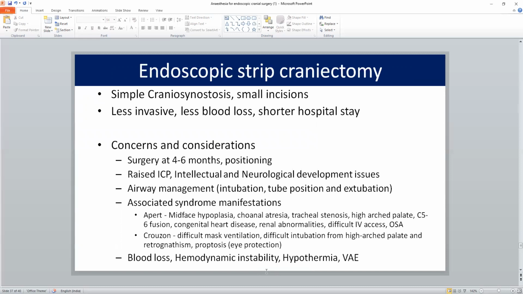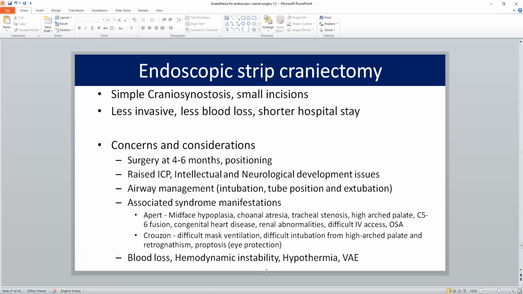Airway management can become a challenge at intubation, extubation, and retaining of the tube in position. Associated syndromes are important and should be considered, and complications and concerns associated with each of these should be noted. I have given 2 examples here, Apert and Pfeiffer, which are more commonly associated with craniosynostosis. Apert syndrome patients have midface hypoplasia, choanal atresia, tracheal stenosis, high arch palate, C5-C6 fusion, congenital heart disease, renal abnormalities, difficult IV access, and obstructive sleep apnea. All these can be of concern to the anesthesiologist.